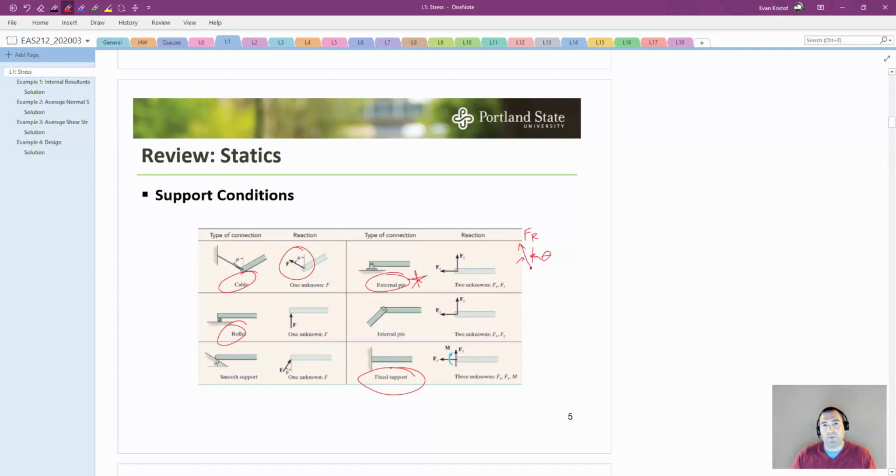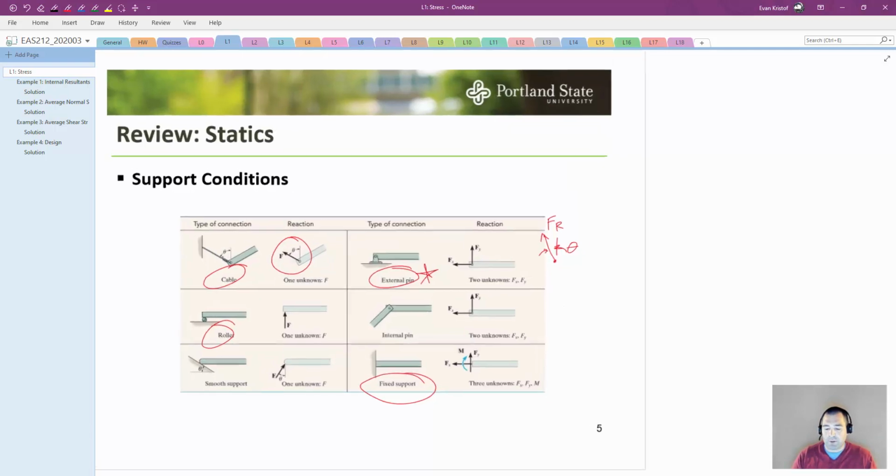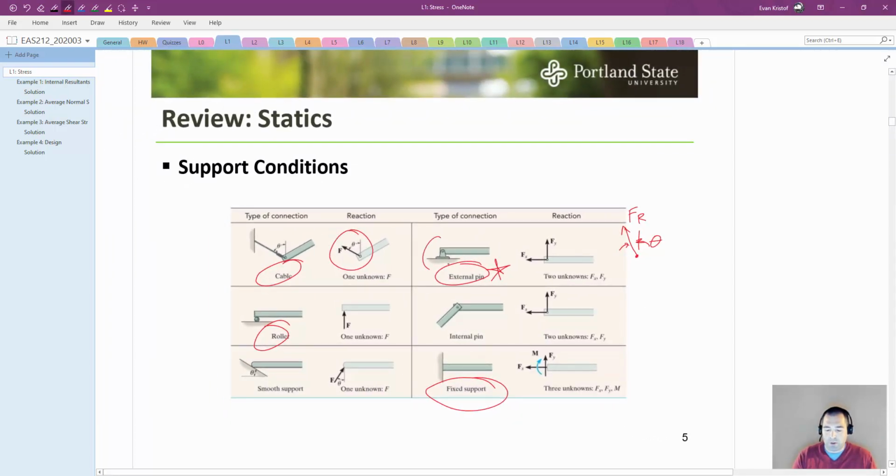And if the support is preventing a rotation, then the support is able to produce a moment to prevent that rotation. So just to kind of refresh our memories, a pin support like we see in the upper right, that pin doesn't allow the beam to move up and down, and that's why we can get a vertical force, and it's not allowed to move left and right, and that's why we get a horizontal force.